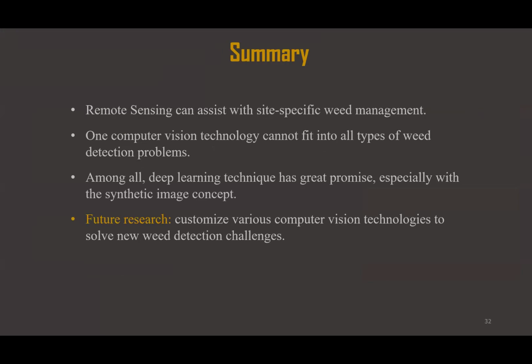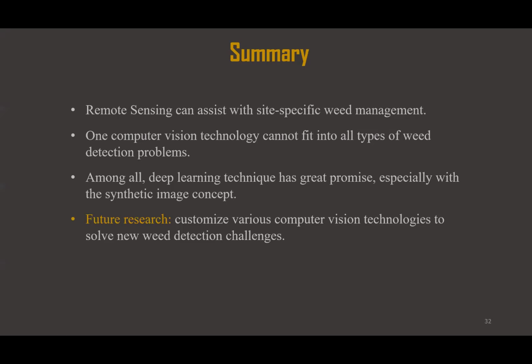So to summarize the findings of my PhD research, I could summarize my overall findings in 3 points. First is remote sensing can assist with site-specific weed management and help farmers to spray the herbicide very wisely. And one computer vision technology cannot fit all types of weed detection problems. So a lot of computer vision technology had to be explored to improve these site-specific weed management approaches. And among all the techniques that are available today, deep learning has great promise, especially with the synthetic image concept.